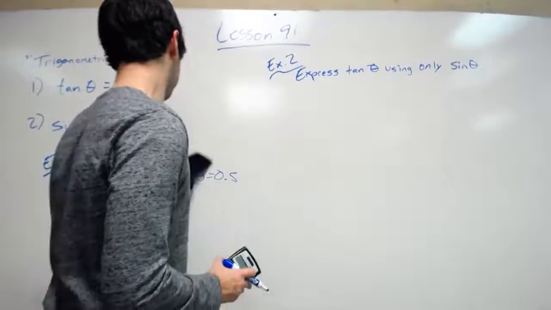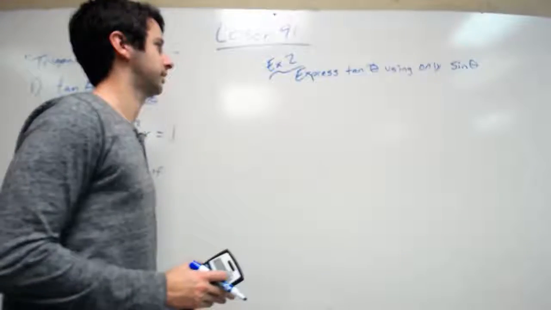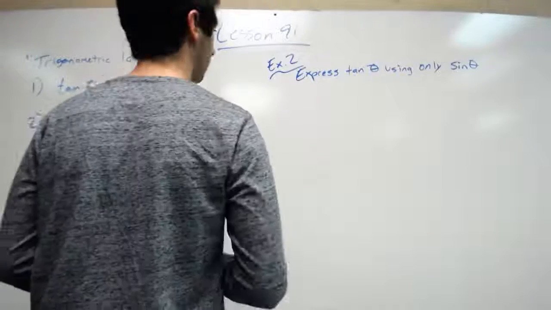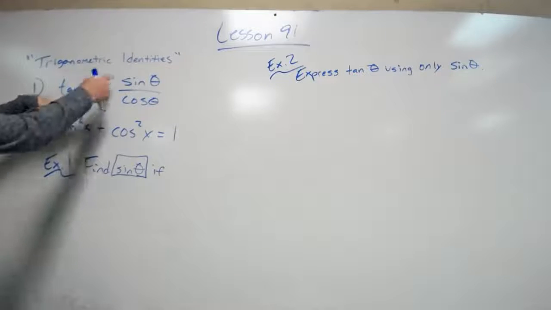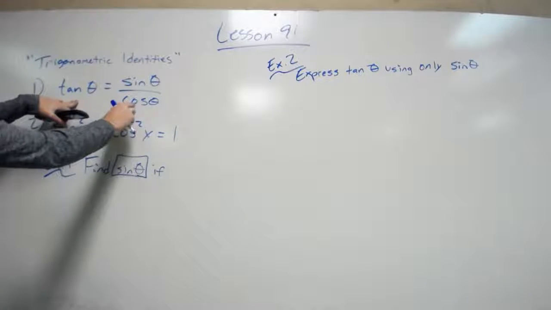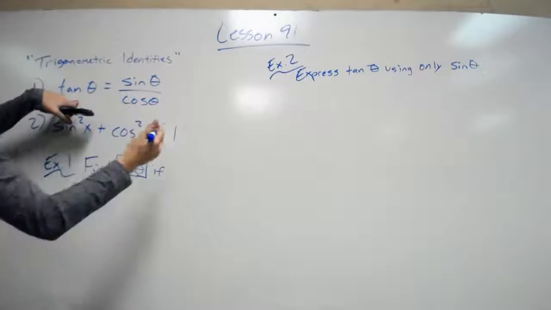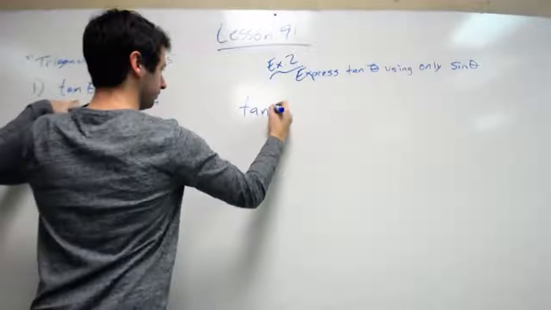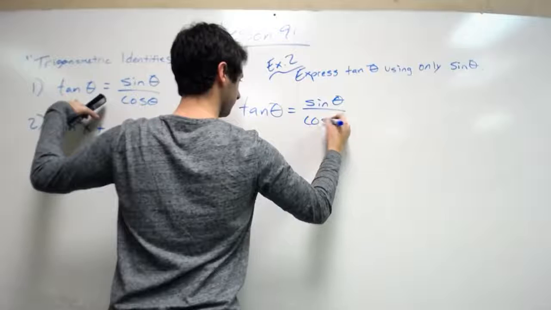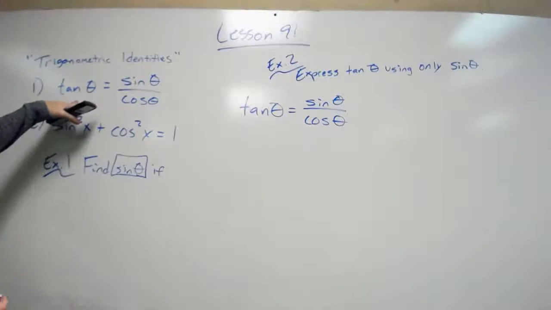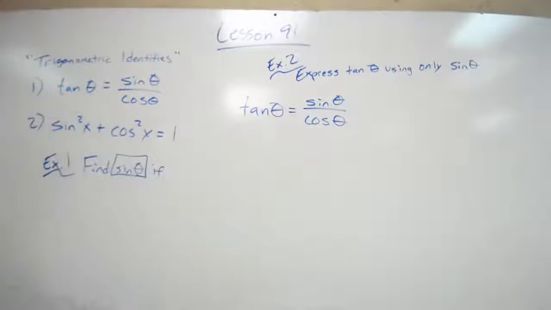Example 2. It says express tangent of theta using only sine. So it wants us to show tangent of theta, but it wants to use only sine. That means it wants to get rid of the cosine. We're going to have to figure out how to plug in a variation of sine in for cosine. So I'm going to write this formula over here and isolate it. What I need to do is get cosine in terms of sine. So how do I do that?